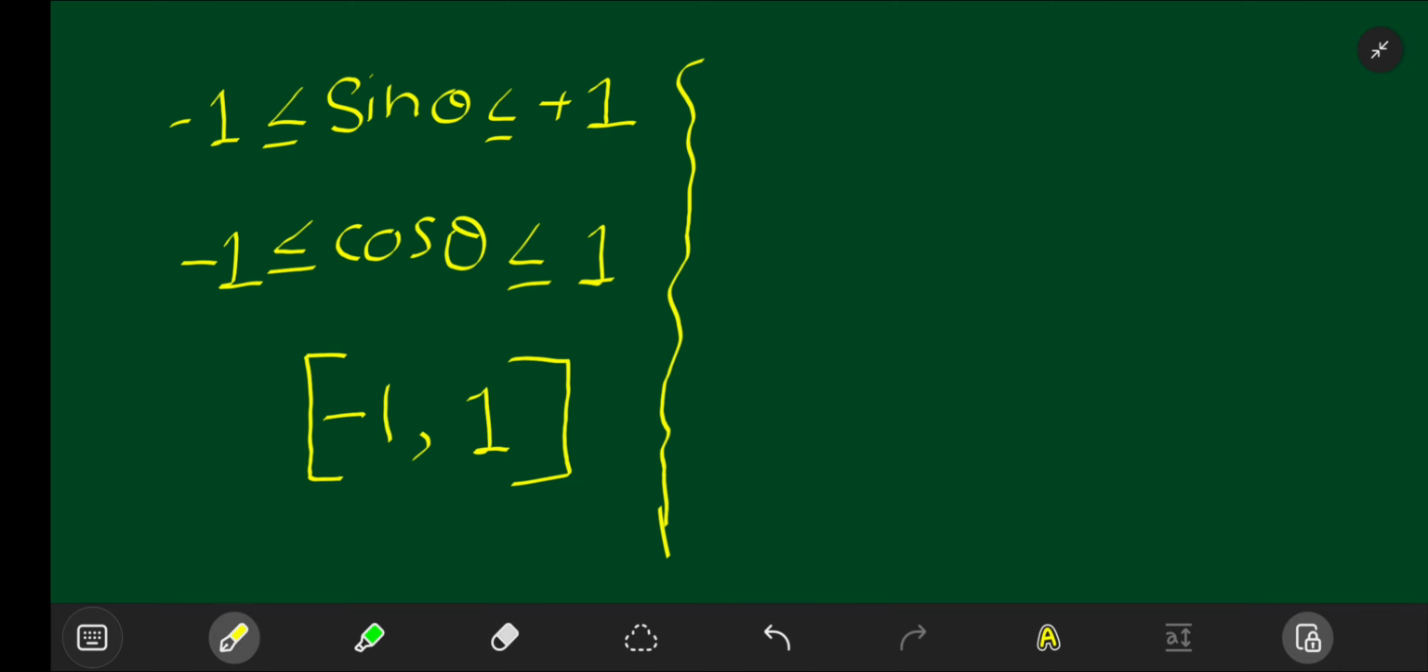Next, tan theta. It ranges from minus infinity to plus infinity. Minus infinity to plus infinity.